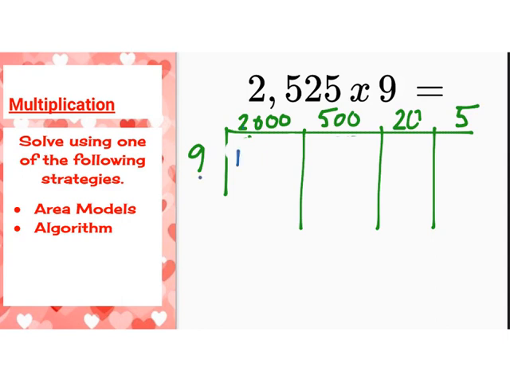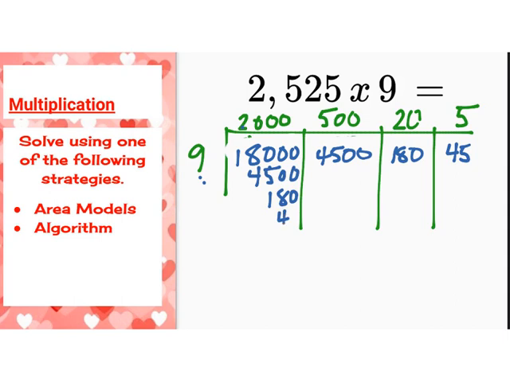Okay, 9 times 2 is 18, and I've got 3 zeros. 9 times 5 is 45, and I've got 2 zeros. 9 times 2 is 18, and I have 1 zero. 9 times 5 is 45. Now I'm going to add all these up. I get 22,725. Now let's solve using the algorithm.